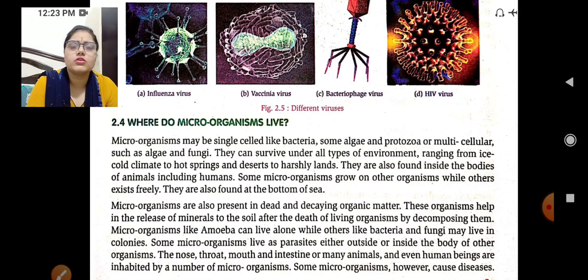Another thing we are going to discuss in our next lecture. Till then, your homework today is to draw all the types of microorganisms: fungi, algae, viruses, bacteria, and protozoa. There are five types, so you have to draw the diagrams as much as possible. Clear? Okay. Thank you. That's all for today.